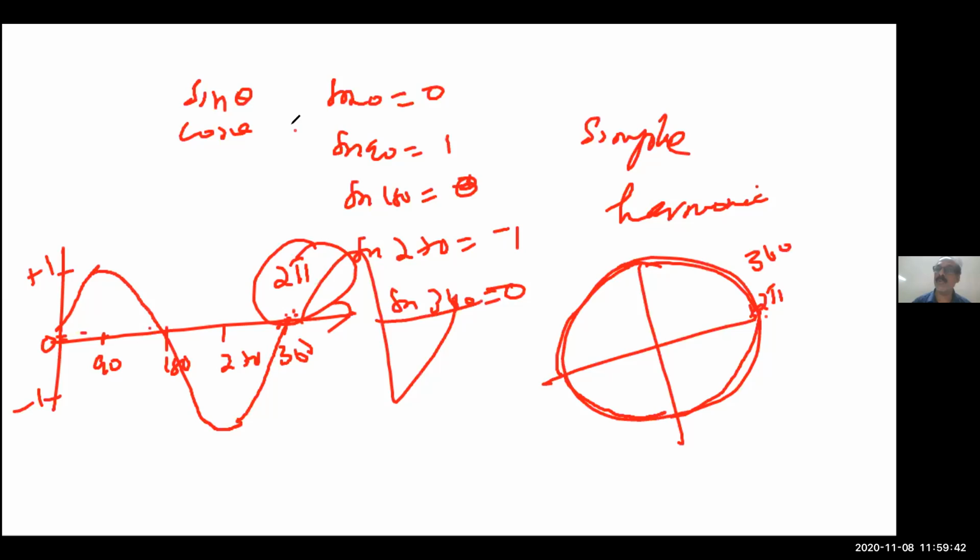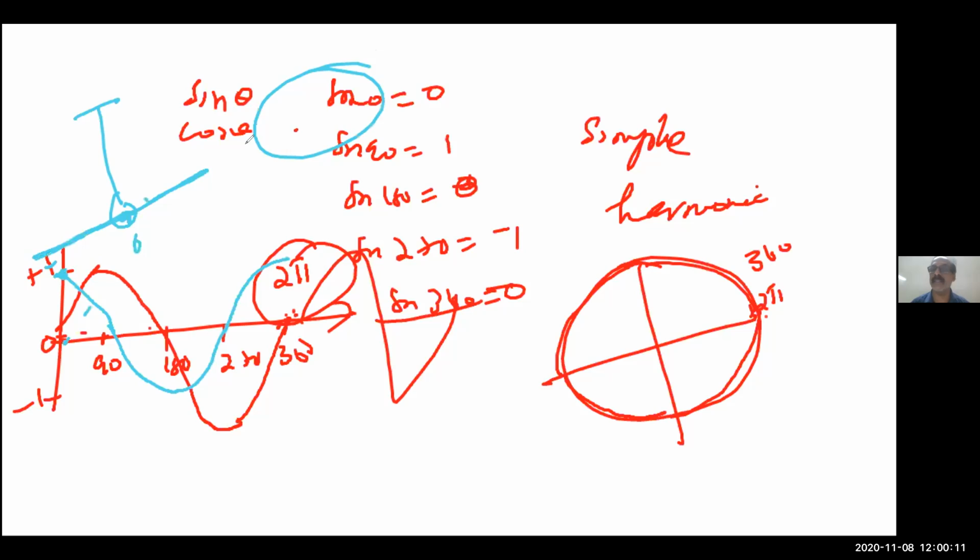Cos is the same thing, but it will start from here. Cos 0 is 1, cos 90 is 0, cos 180 is minus 1, cos 270 is 0, and then 360. The only difference is that sine starts from 0 while the other starts from 1. Clear? So for a simple pendulum also, it starts from 0, goes to the plus value, comes back to 0, goes to the minus value, again 0. So this and the sine function are similar. That's why this is simple harmonic motion. Any such motion which we can express in terms of sine theta and cos theta, we can call harmonic functions. Is it clear?